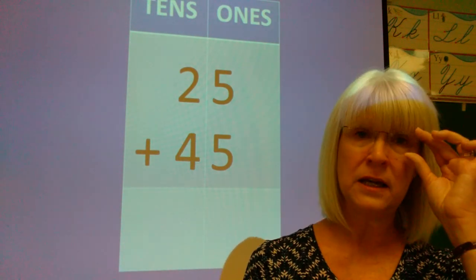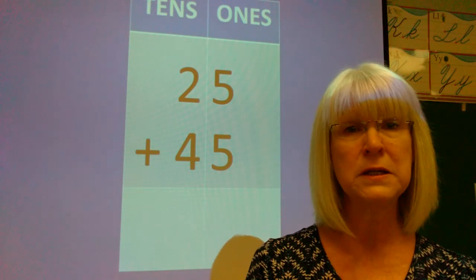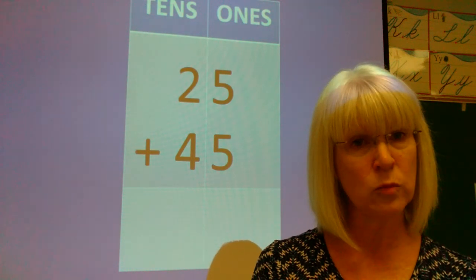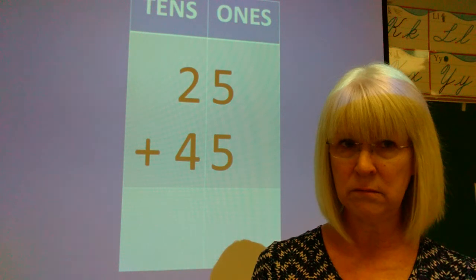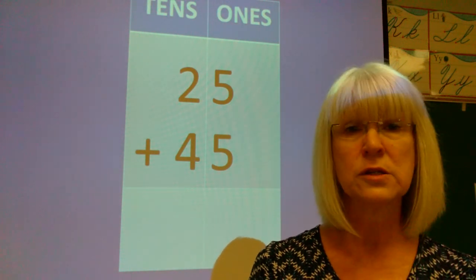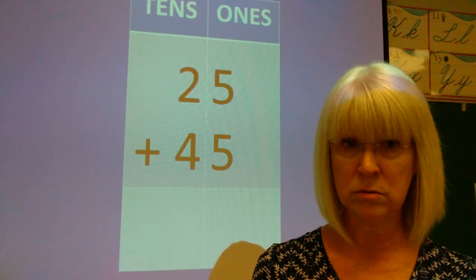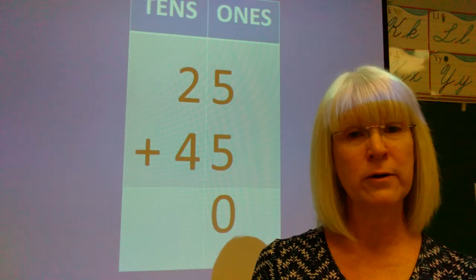All right, we see 25 plus 45. We still have 5 plus 5 in the ones place. So what are we going to do? We must always add the ones column first. Well, we can't put 10 because we can't put 2 digits. So we're going to put a 0. There we go. And then what are we going to do with the 1?